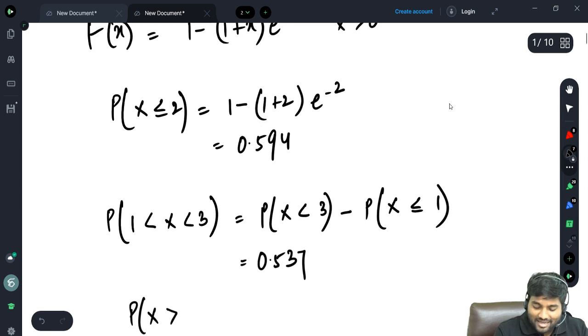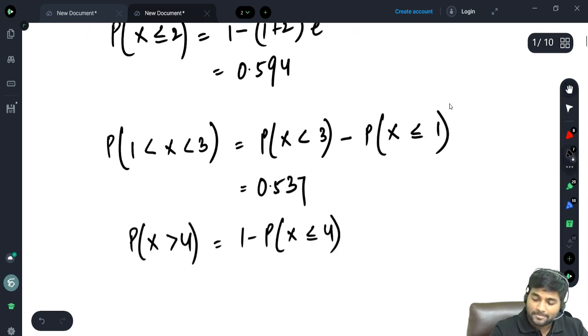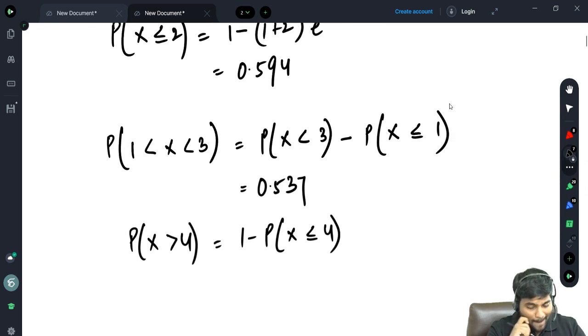Probability x is greater than 4. 1 minus probability x is less than equal to 4. Okay. Now solve it, solve it. Any doubt, anyone, till here, please say.